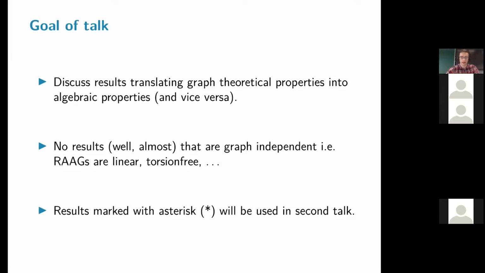And with the second talk in mind, I've marked certain results with an asterisk to indicate that I will use them either explicitly or implicitly in the second talk, just for people that want to take notes and want to know what will be useful later on. Okay, so what will we discuss? For groups, what can we talk about? For instance, isomorphisms of groups, subgroups, quotients, factorizations, and other algebraic properties, and see how they relate to the graph.